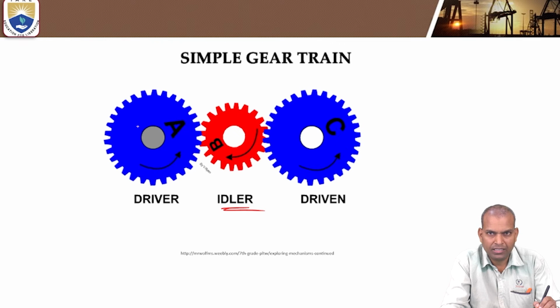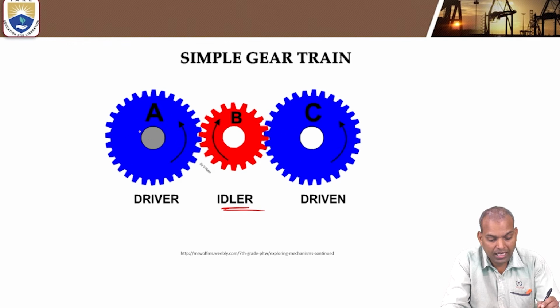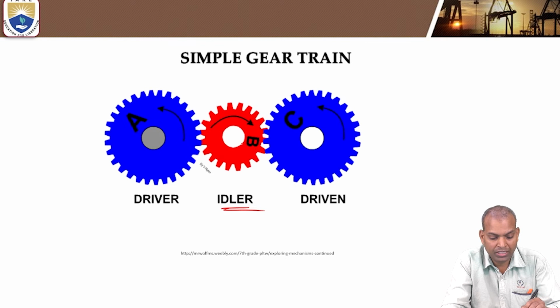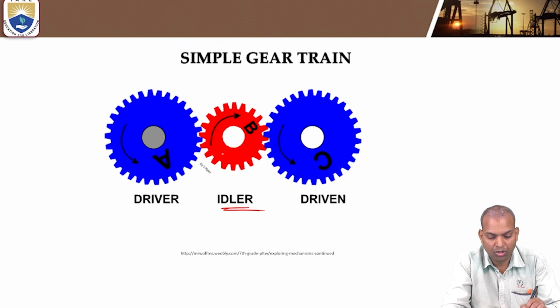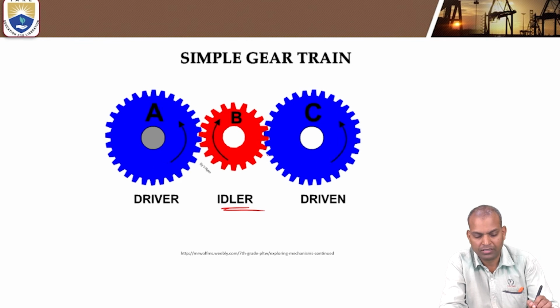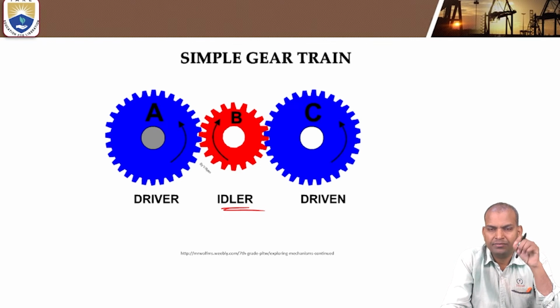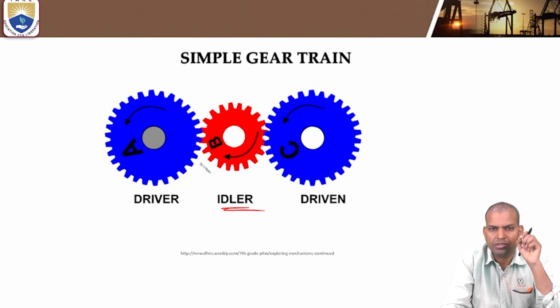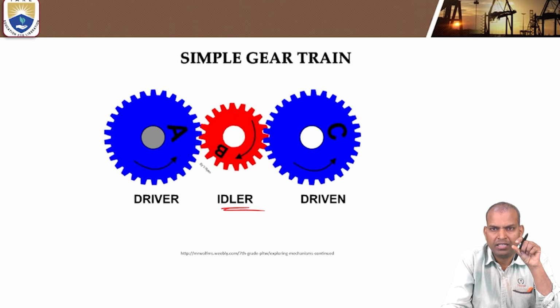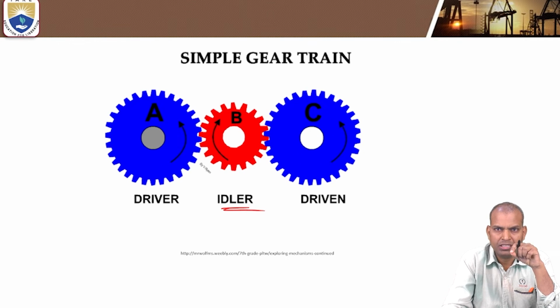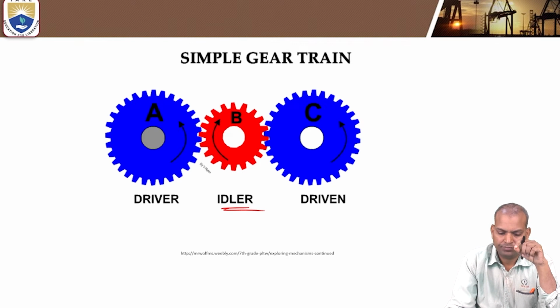But we can see here the A gear is rotating in counterclockwise direction, B gear is rotating in clockwise. When B is in clockwise, C becomes counterclockwise. So thus, in the simple gear train, all the wheels in contact will rotate in opposite directions. It is not in the same rotation.